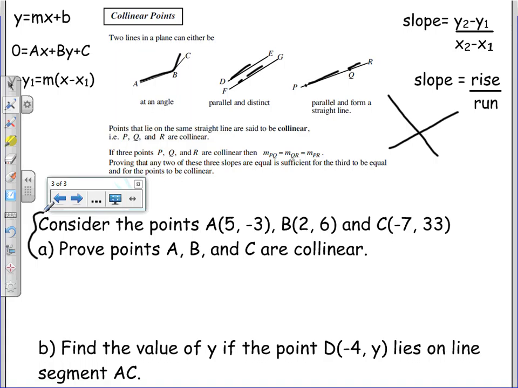What's the slope from A to B? On the top, you're going -3 minus 6. That'll give you your rise, right? On the bottom, you're going 5 minus 2. You have to choose the same points. And the slope there is -9 over 3, which is just -3.